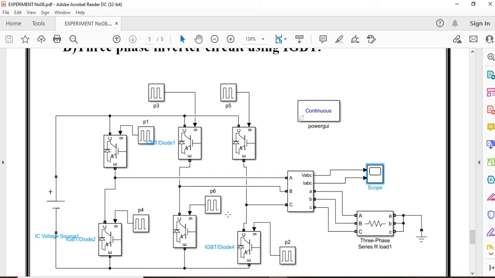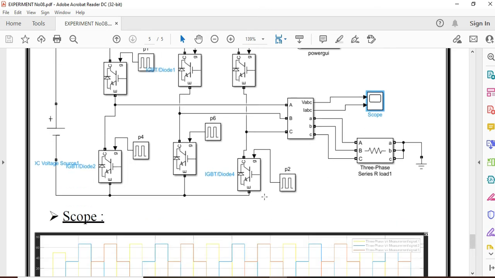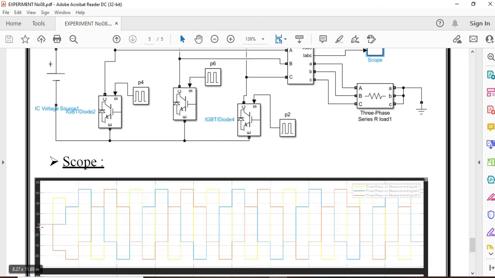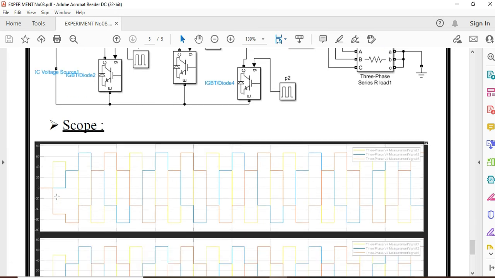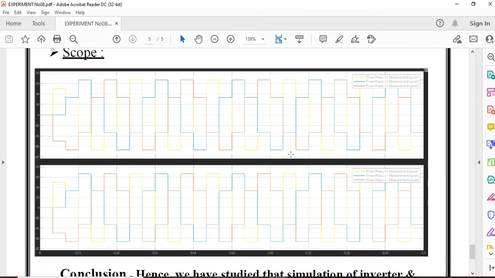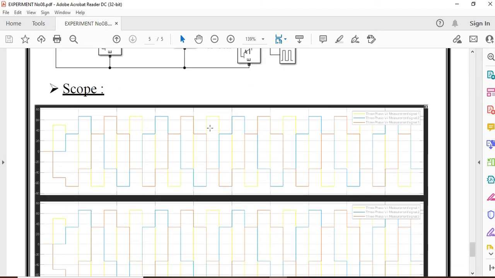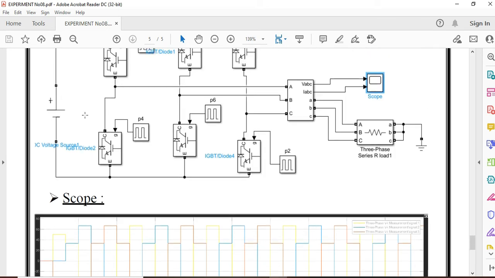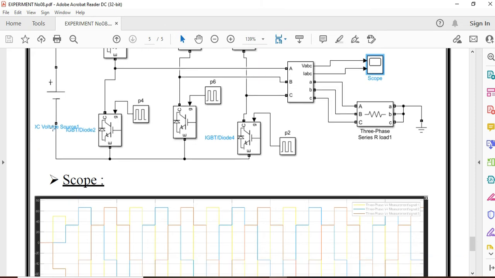You are taking a three-phase supply from the sources, and here you are connecting a three-phase load, and as it is star connected, therefore the neutral is grounded. Here also there are three colors which indicate your output voltages. Now this is your output voltage, this is your output current. Nearly 100 volt you are getting, because I had applied 100 volt.